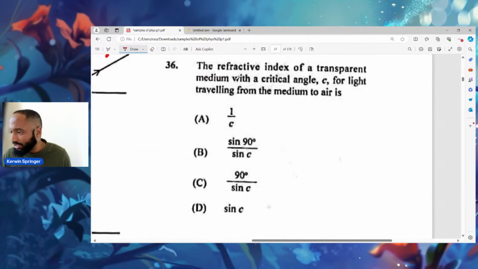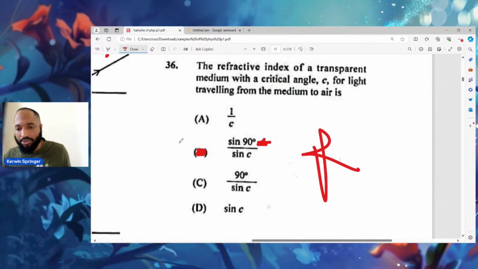The refractive index of a transparent medium with a critical angle C. So refractive index is 1 over sine C, or sine 90 is the same as 1 over sine C. So B will also work. So this is a big repeat as well. So please memorize this.